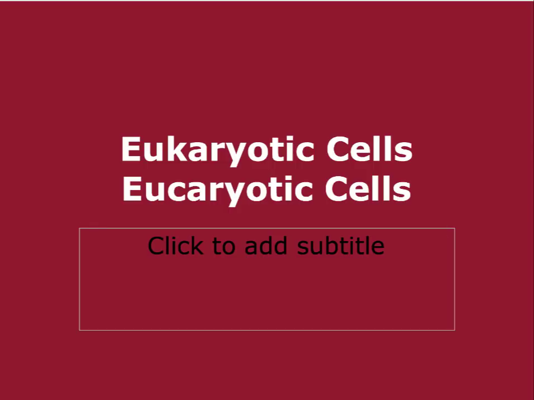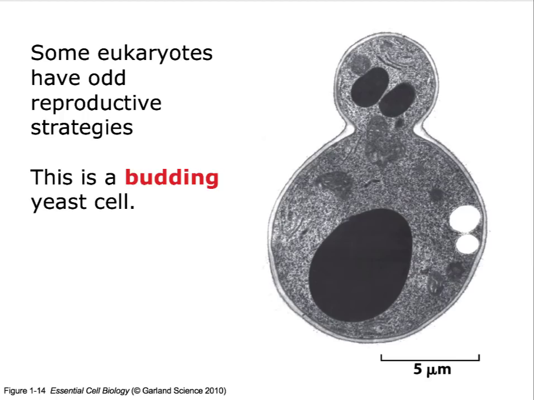Eukaryotic cells, as you now know, share one feature in common. They all contain a nucleus. There are many differences amongst the eukaryotic cells. Some of them have very unusual reproductive strategies. Here we have a mother yeast cell giving rise to a baby yeast cell by a process of budding. So basically, a growth appears on the surface of the mother cell, and that growth increases in size until it pinches off and it releases a baby cell into the environment. And that baby cell will then grow into a mother cell and continue the cycle.